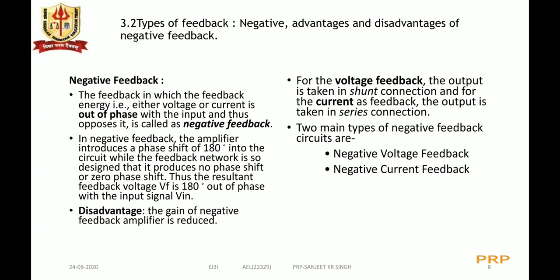What are the disadvantages? The major disadvantage is that the gain of the negative feedback amplifier is reduced. As the input is reduced with the subtractive feedback signal, the gain decreases. For voltage feedback, the output is taken in shunt connection, that is parallel connection, and for current feedback, the output is taken in series connection. That is the sampling part on the output side, how the samples are taken, voltage sample or current sample. So there are two main types of negative feedback circuits: negative voltage feedback and negative current feedback.